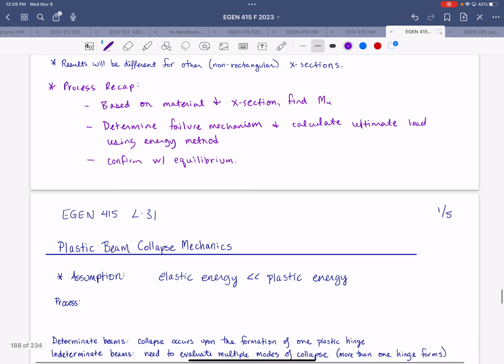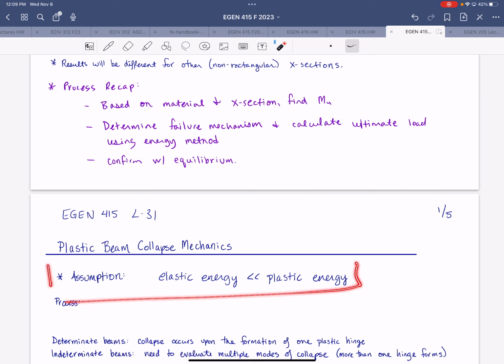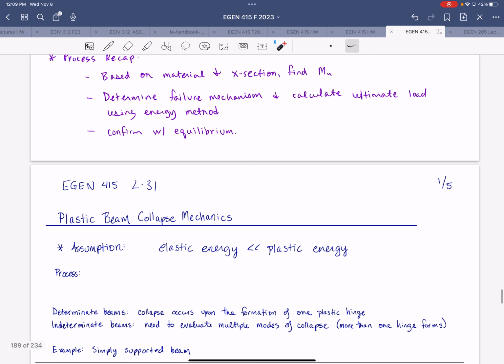All right, so the next lecture continues this concept, of course. And remember that we are operating based on the assumption that the elastic energy is much smaller than the plastic energy at failure. So based on that, we've been saying we're going to ignore the elastic energy and just focus on the plastic energy. So the process.